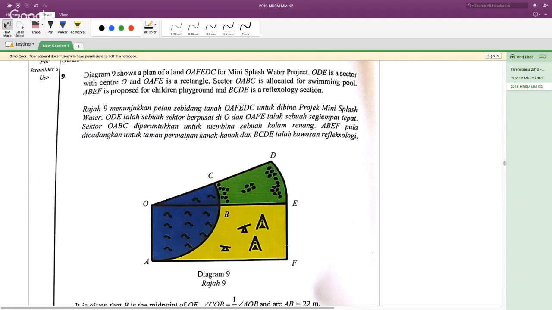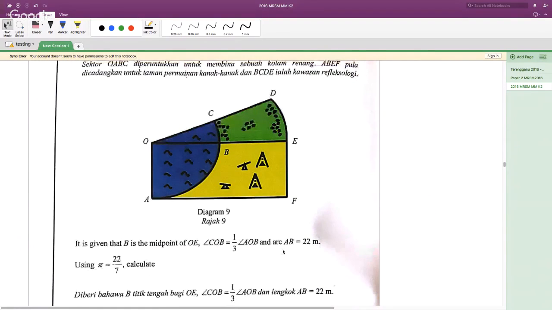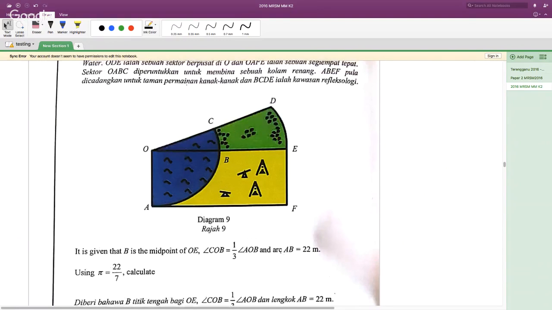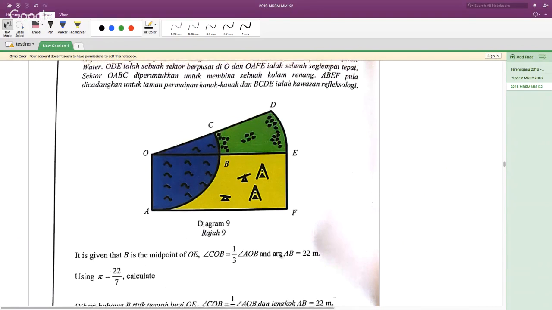It is given that B is a midpoint. The angle COB is 1/3 of the angle AOB. Here we know the angle AOB is 90 degrees. Since this is 1/3, this one should be 30 degrees. Just use 90 degrees divided by 3. Read the question and you will know what I mean. I just try my best to explain.